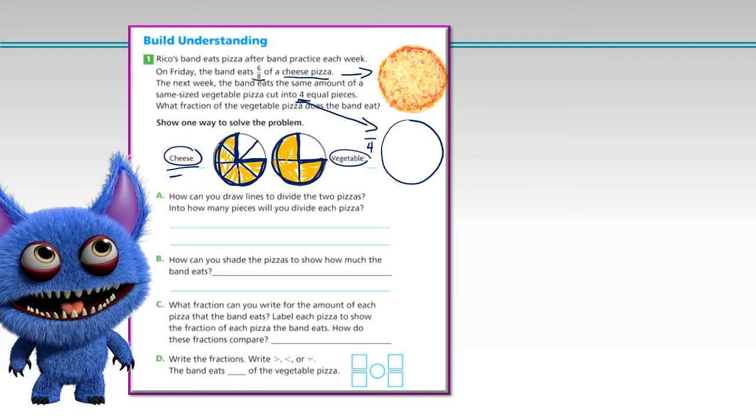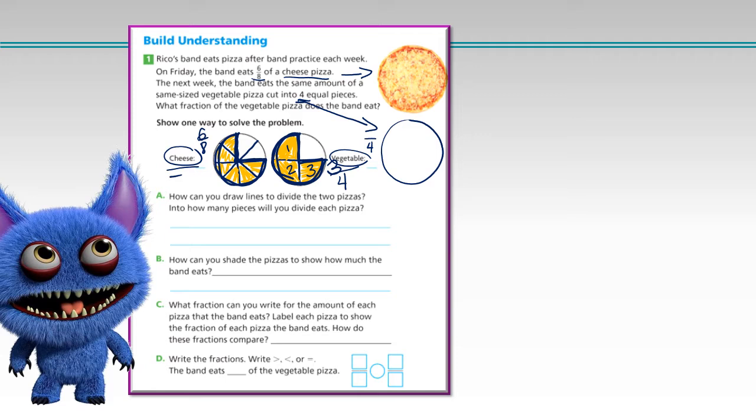Now I can really see that those two amounts are the same. So now let's find a fraction for how much of the second pizza, the vegetable pizza, they ate. Well, let's see. We know that our denominator is 4 because we broke that pizza up into 4 equal parts. And they had to eat 1, 2, 3 parts in order to eat the same amount as the 6 parts out of 8. So my fraction for the vegetable pizza would be 3/4.